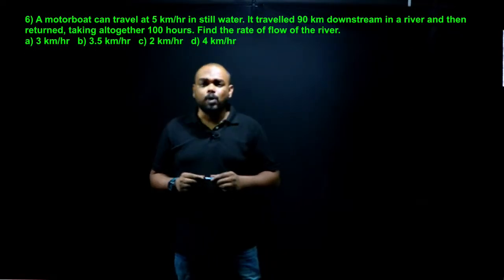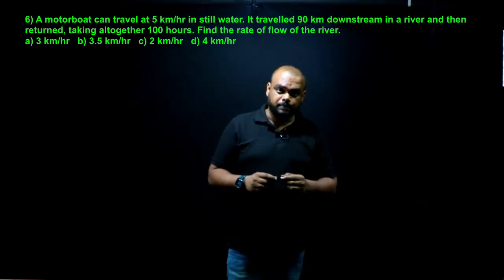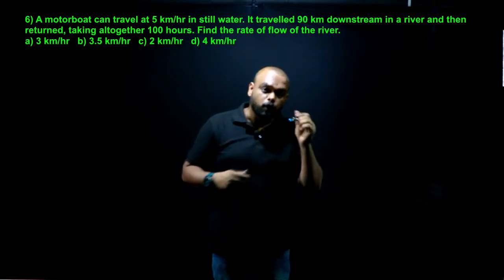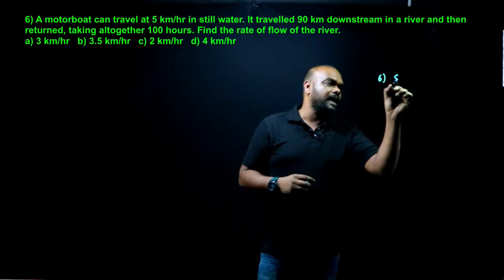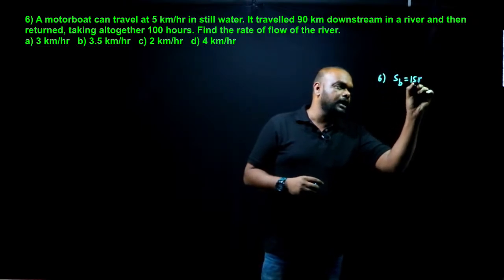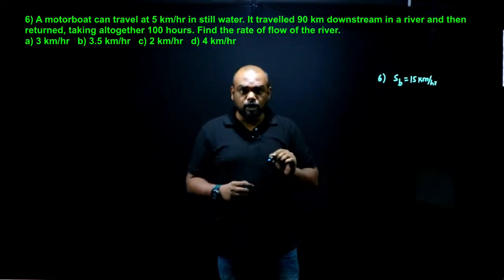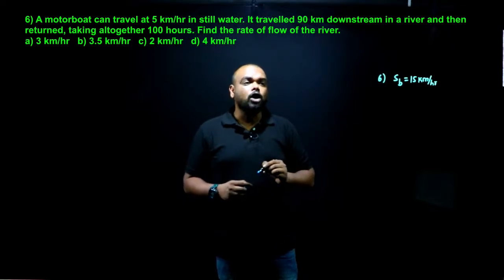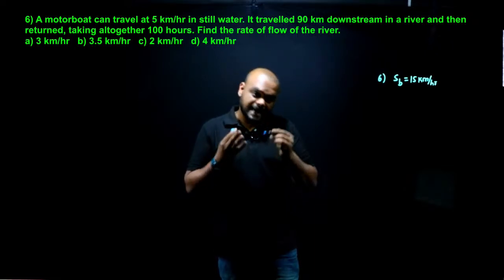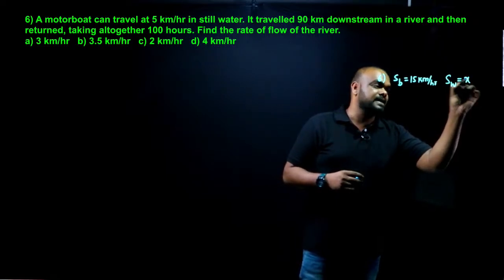Question number 6. What does it say? A motorboat can travel at 15 km per hour in still water. That is SB value, speed of a boat in still water. So SB is equal to 15 km per hour. Now, it traveled 90 kilometers downstream in a river and then returned, taking altogether 100 hours. Find the rate of flow of river. That is again the same question. Again it is asking SW. SW is question mark. Let us consider it as X.